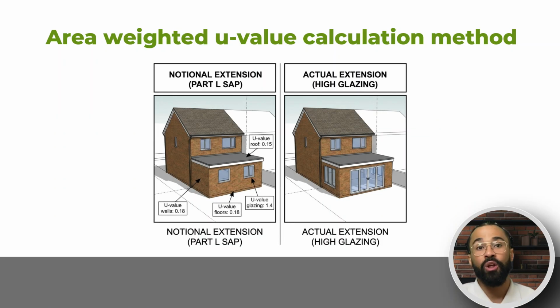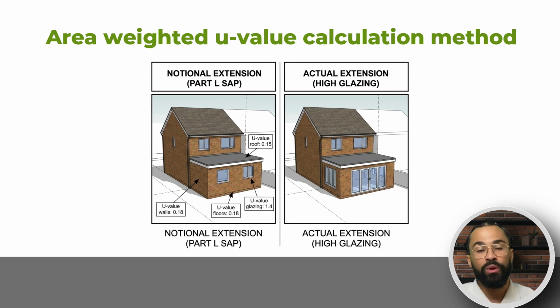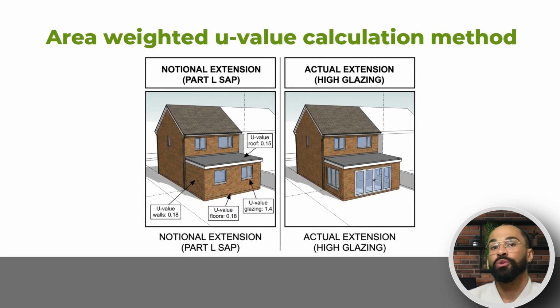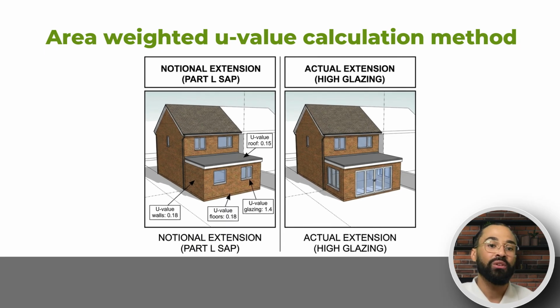To recap, a notional extension is an extension that's the same size and shape as your extension, but where all the elements comply with the building regulations. This is then compared to your actual extension. If the heat losses from your actual extension is no higher than the notional dwelling, then this extension passes.